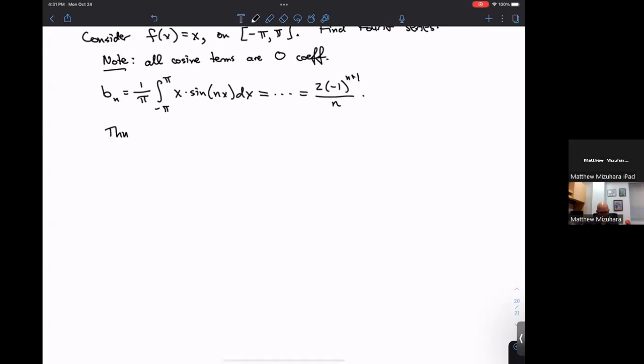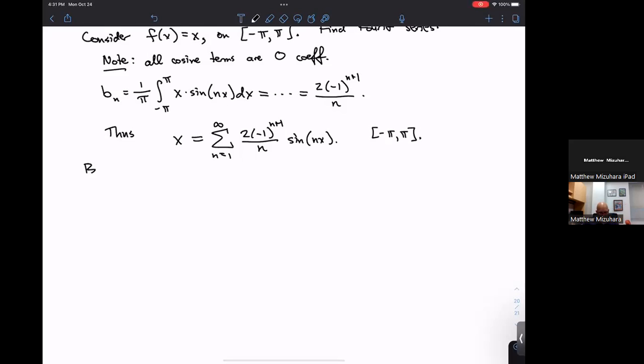so thus, f of x equals x equals the Fourier series, n equals 1 to infinity of 2 times (-1)^(n+1) over n, and then sine of nx. That's the Fourier series expansion. And again, you can think about this on the interval minus pi to pi. Okay. So now, once I know the Fourier series, we can use Parseval's identity.